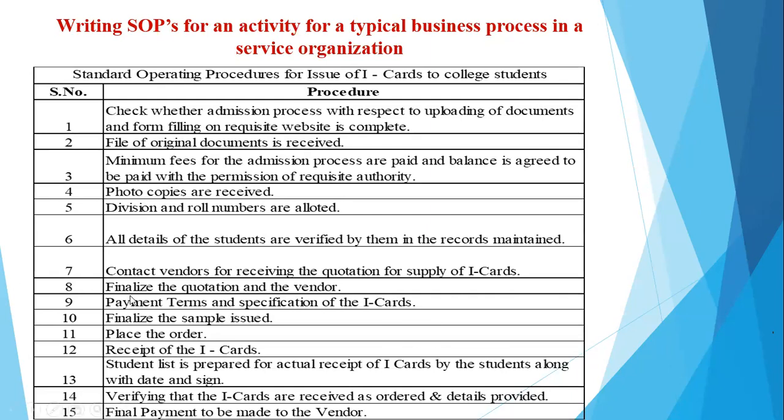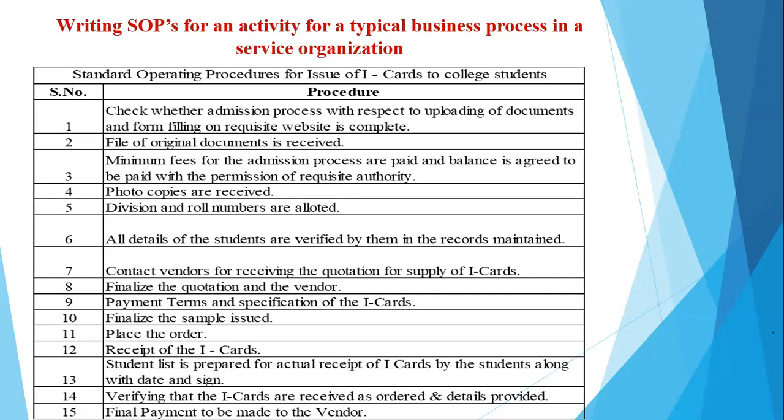Then your photocopies are received, division and roll numbers are allotted, and all the details of the students are verified by them in the records that are maintained. Vendors are contacted for quoting the supply of I-cards, for the purpose of quotation, the costs that would be involved, the funds that will be required to be released, and so on.